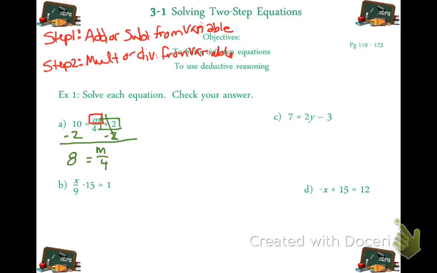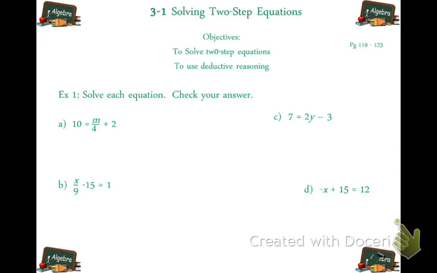And then step 2 is either dividing or multiplying. And 4 is dividing, so we're going to multiply to both sides. So, boom. And 8 times 4 is 32 equals m. And here's how you find your two-step equations.